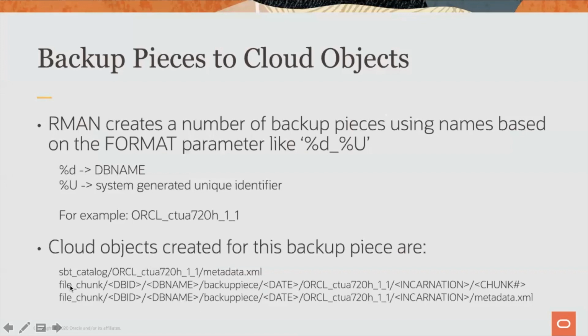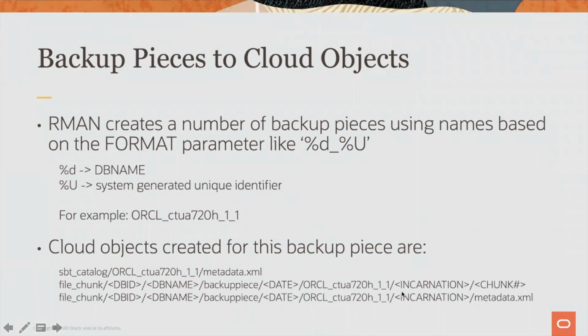And then we have the actual backup piece data, stored using this file name format, which is file_chunk. This is fixed, it always starts like this, slash, then you have the DBID, slash, DB name, slash, backup_piece, also fixed. And then you have the date. And then you have the backup piece name, the backup piece handle, the one that you actually see in the RMAN catalog if you do a list backup. And then you have slash, the incarnation, and slash, a chunk number.